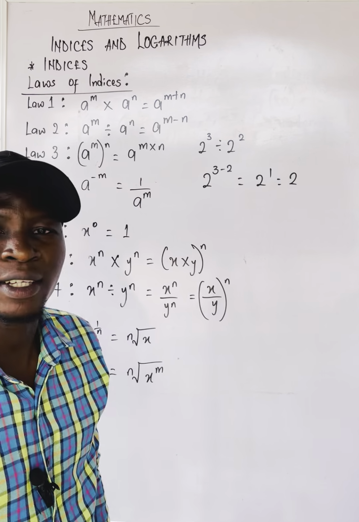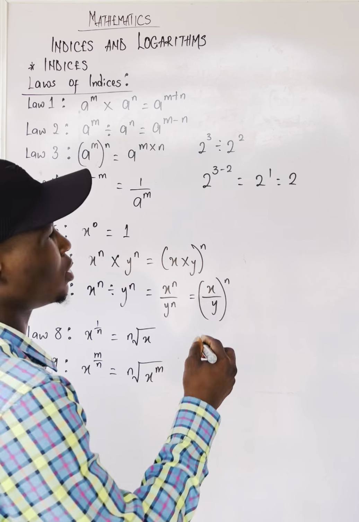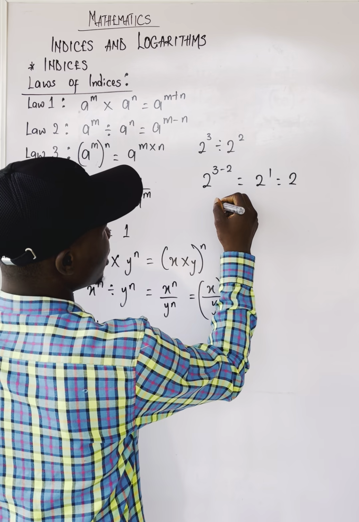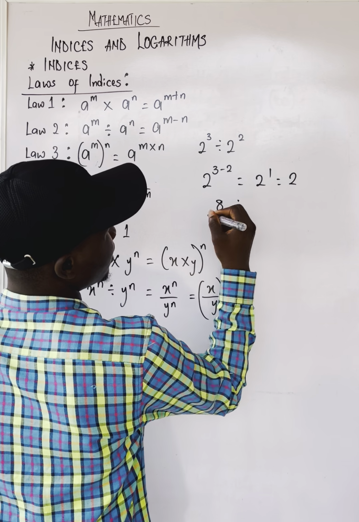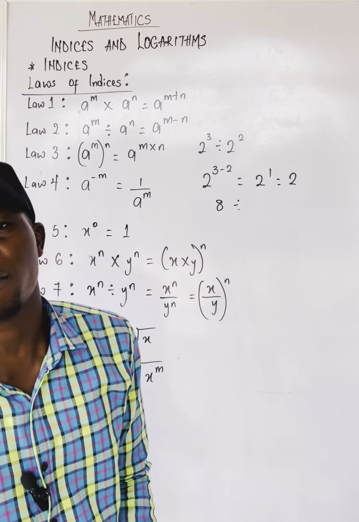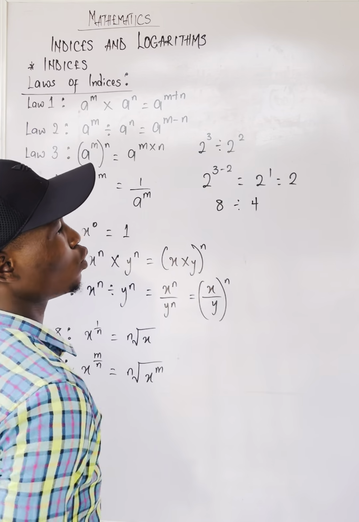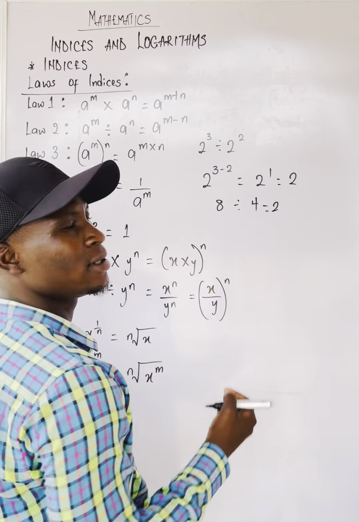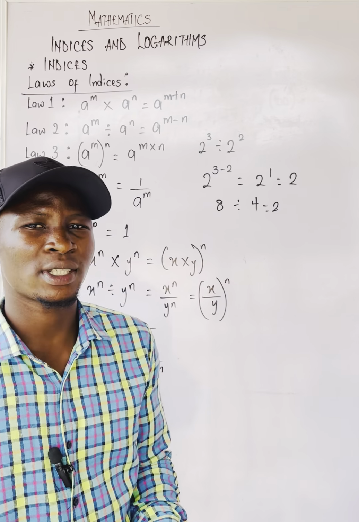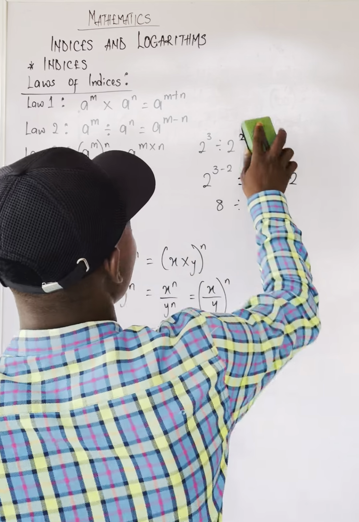Now, let's do it the normal way. 2 to the power of 3 means 2 in 3 places, which gives us 8. Divided by 2 to the power of 2, which gives us 4. 8 divided by 4 gives us 2. You see the same answer. Sure you understand? So that is just that about the second law of indices.